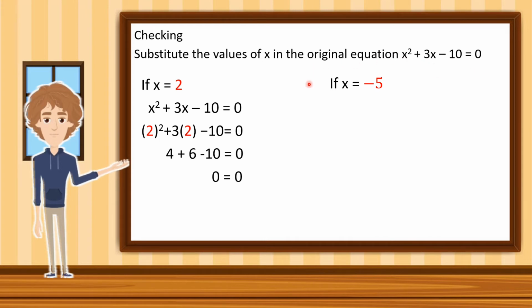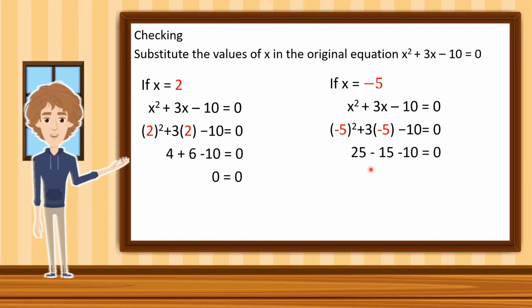And what if our x is negative 5? Let us substitute. Negative 5 squared plus 3 multiplied by negative 5 minus 10 is equal to 0. 25 minus 15 minus 10 is equal to 0, and 0 is equal to 0. Therefore, 2 and negative 5 are the roots of x squared plus 3x minus 10 is equal to 0.